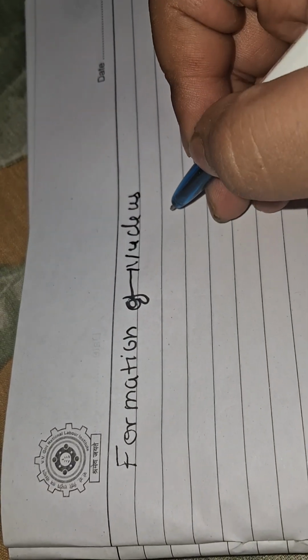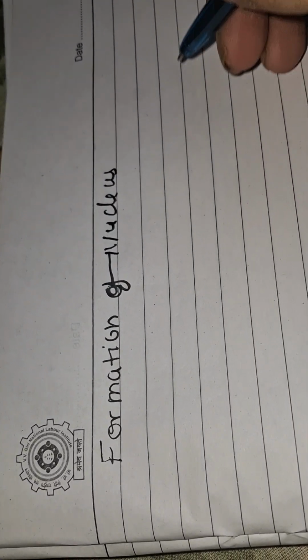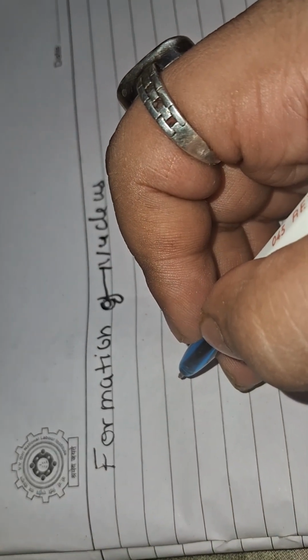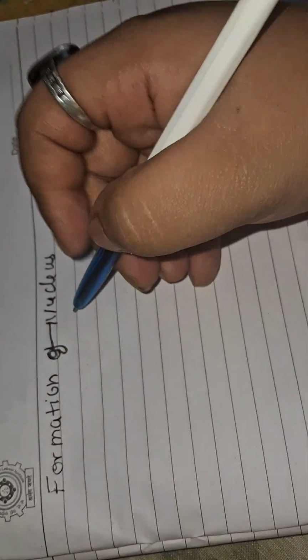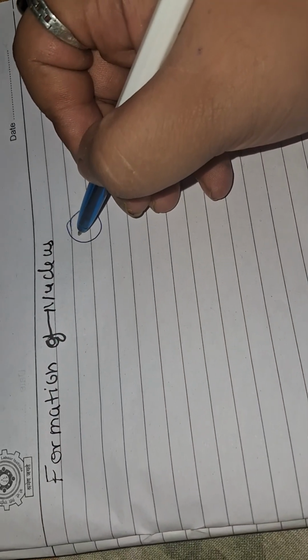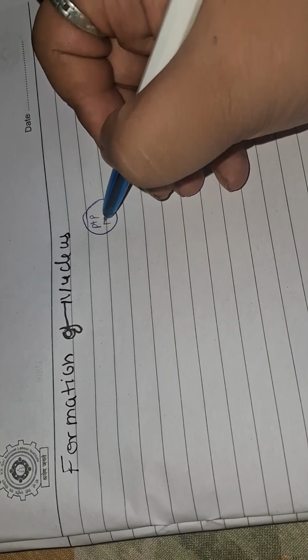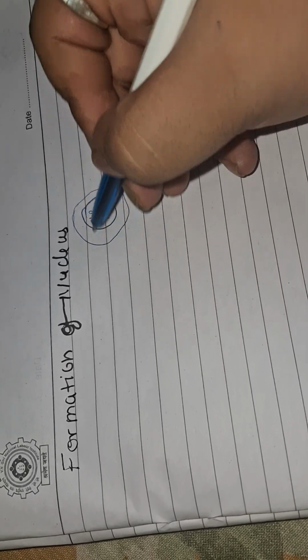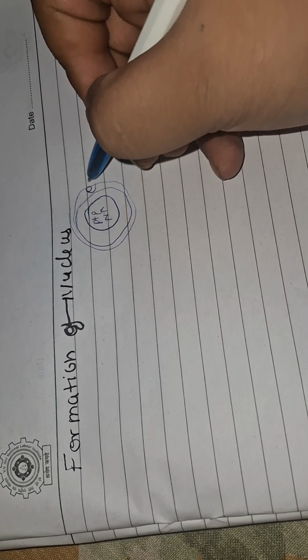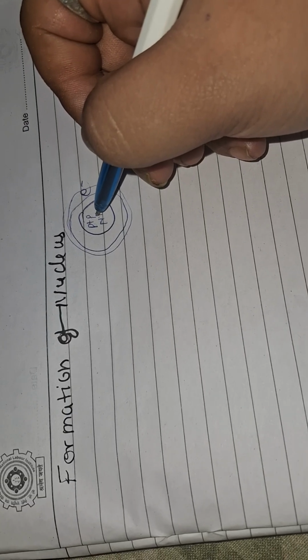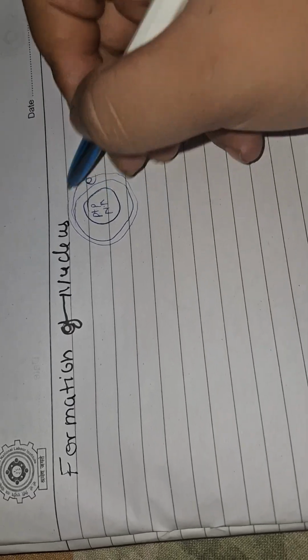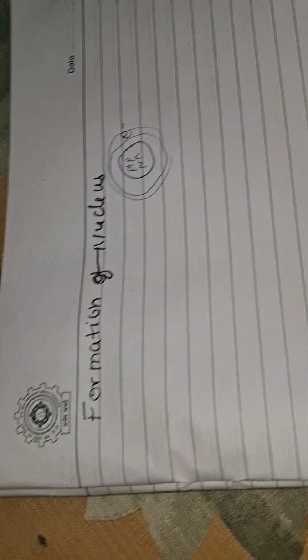So what is a nucleus? Let's first study what a nucleus is. A nucleus is this. It has protons and neutrons and outer shells with electrons. So this part inside, which has protons and neutrons, which are called nucleons, is the nucleus.